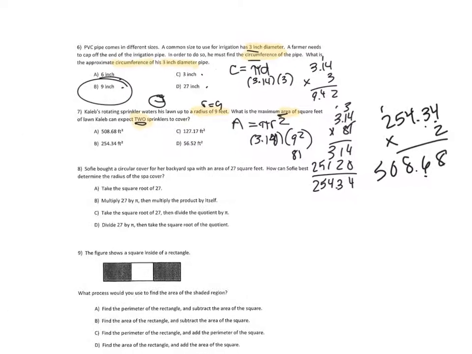So take that 254.34 and multiply it by 2. So 8, 10, 4, 5. So I get 508.68. So it's going to be A.